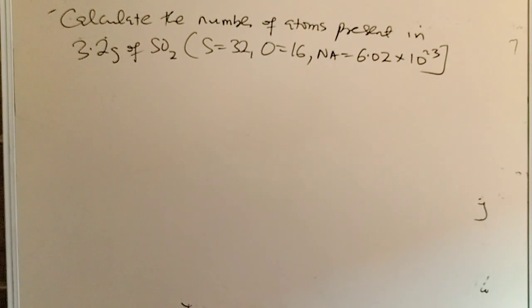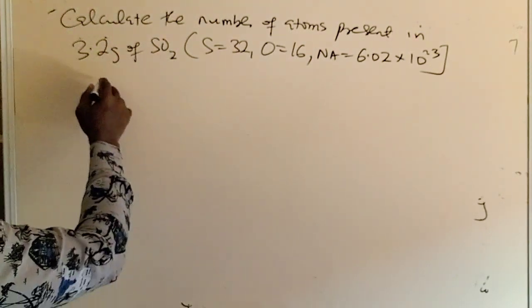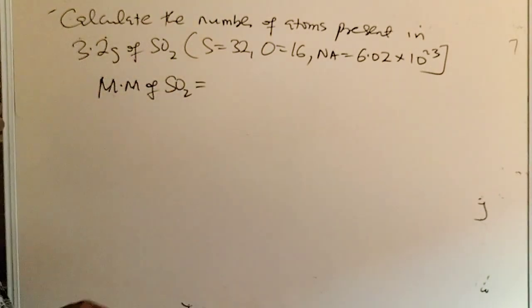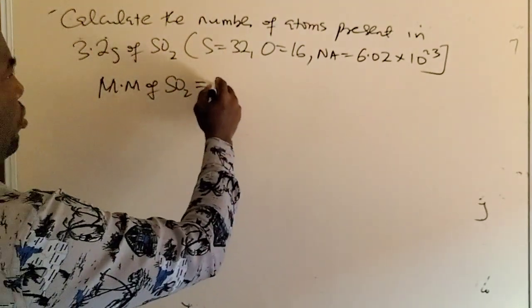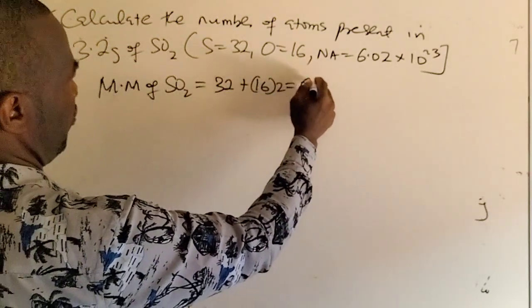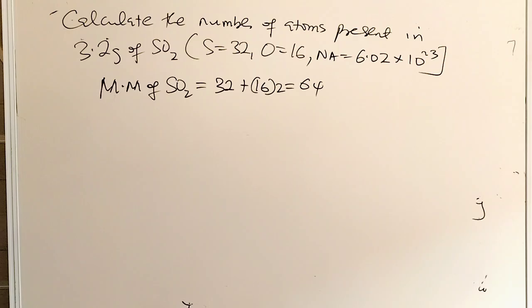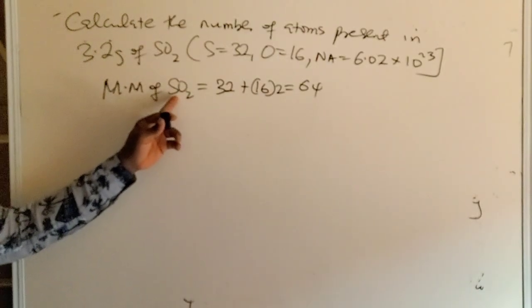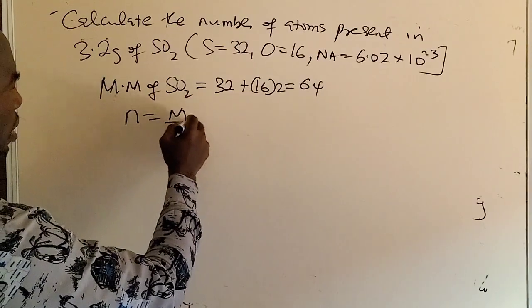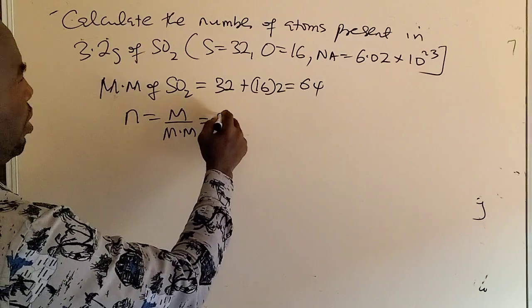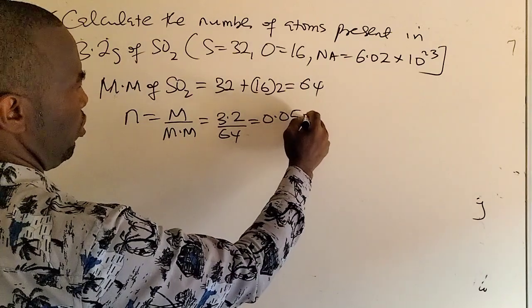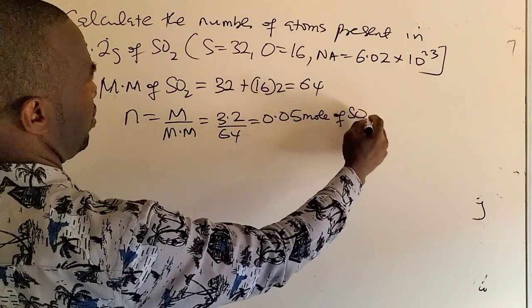So we'll start. This is the molecule. Find the molar mass, or the molecular mass, of SO2 first. We'll do that with the values in brackets. Sulfur 32, oxygen 16 multiplied by 2 because of the 2 atoms there. That gives you 64. Having done that, we'll find the number of moles of SO2 present in 3.2 grams. Number of moles is given by mass over molecular mass, which is 3.2 over 64. And that gives us 0.05 mole of SO2 present.